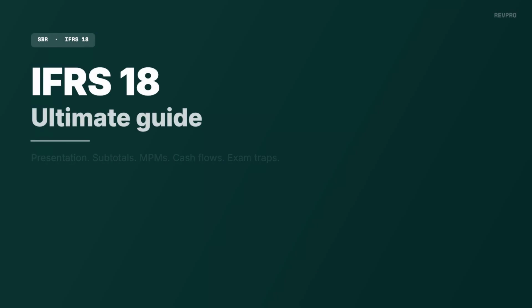IFRS 18 is not just a new name for IAS 1. For SBR, it changes how students must think about presentation, subtotals, operating profit, management performance measures, and even the statement of cash flows. The standard was issued in April 2024. It replaces IAS 1 and it is examinable in SBR from September 2025 onwards.